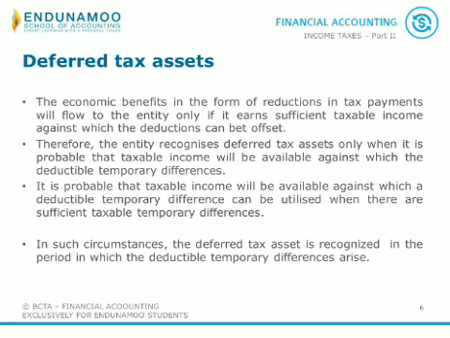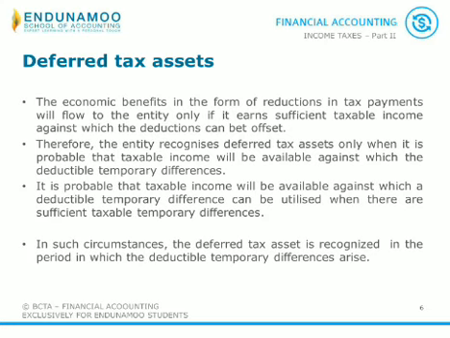Okay, so therefore the entity recognizes deferred tax assets only when it is probable that taxable income will be available against which the deductible temporary differences can be applied. So again, it goes back to the concept of we're raising this tax asset and we're only raising it because we know that in future it is probable that we will have sufficient taxable income against which we can utilize this asset to reduce the amount of tax that we're going to pay in future. So, it is probable that taxable income will be available against which a deductible temporary difference can be utilized when there are sufficient taxable temporary differences.